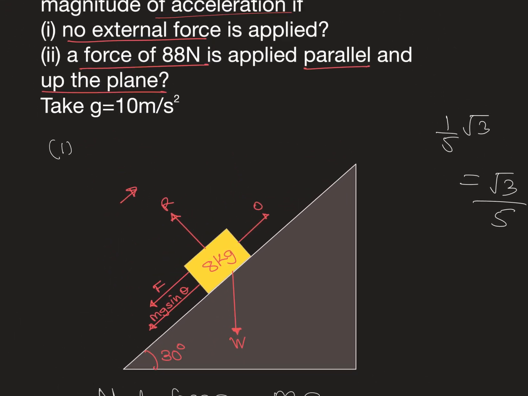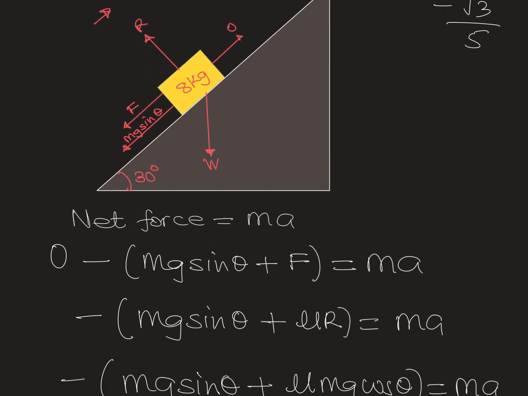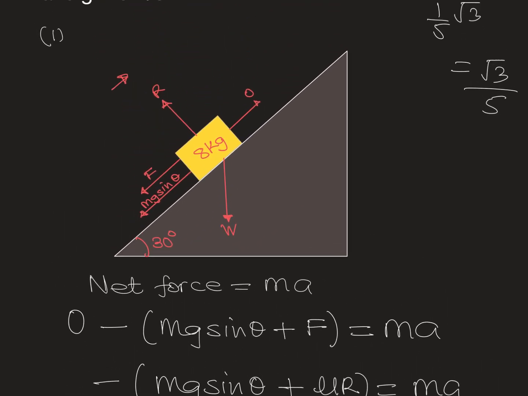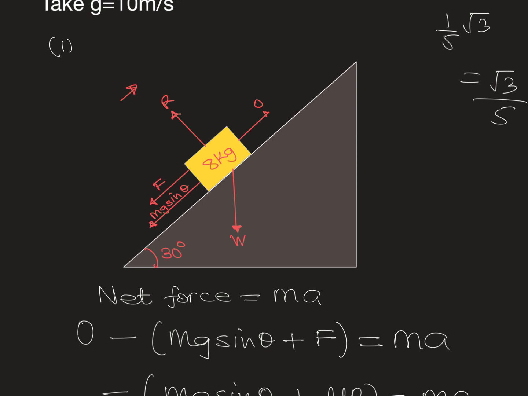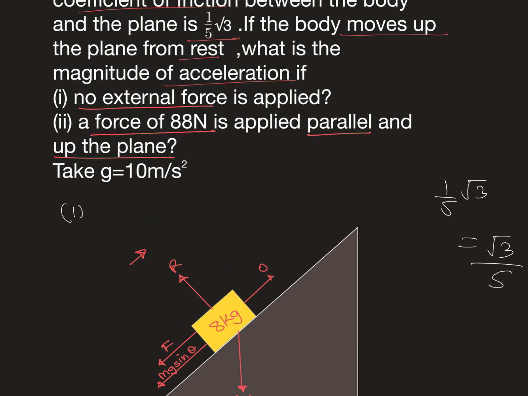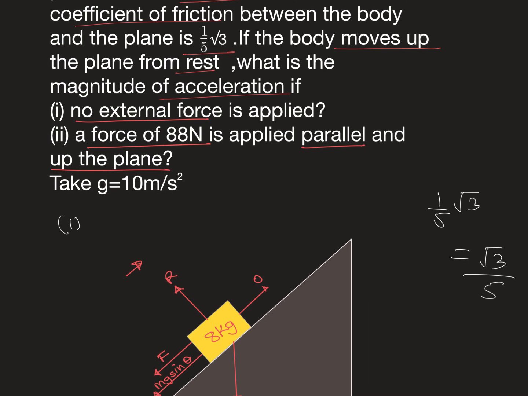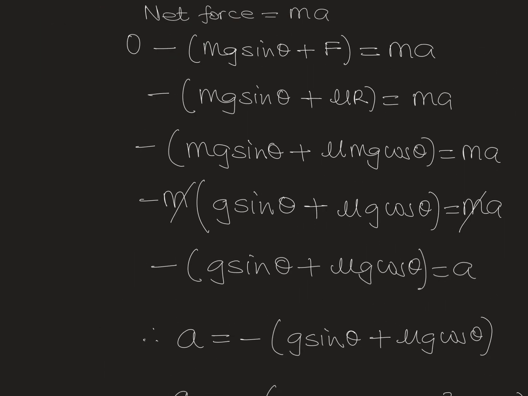We are asked to find the acceleration when there is no external force. What you have to be reminded of is that if a body is moving up the plane without an external force, that body is actually in deceleration. So that is why we have that negative sign there. All right. So the second question is, we want to find the acceleration if the applied force is 88 newtons.